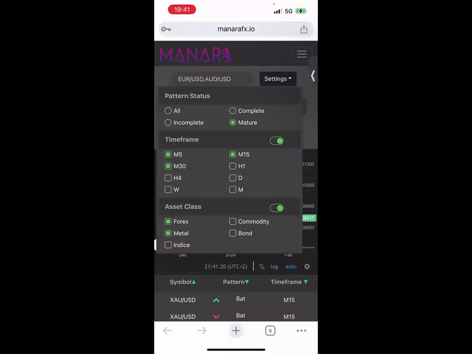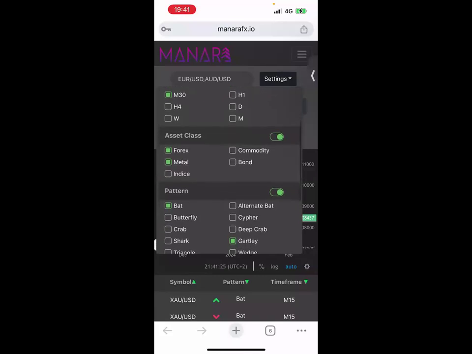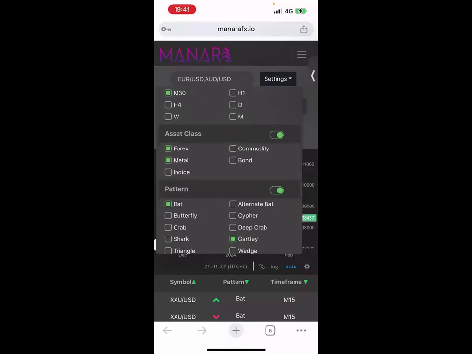Then the asset class. As beginners, we like to say that you should stick to Forex and metal. But if you already trade indices and can navigate the indices markets, by all means choose indices. But as beginners, we strictly choose Forex. And why do we say metal? Because we trade gold, and gold is a metal.